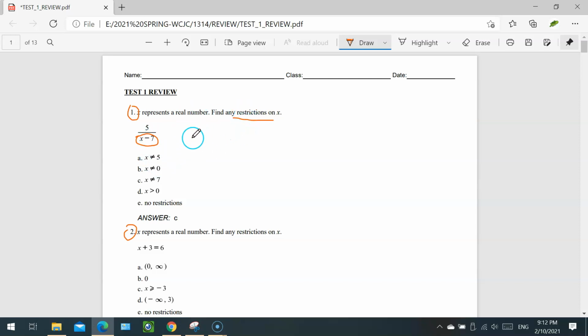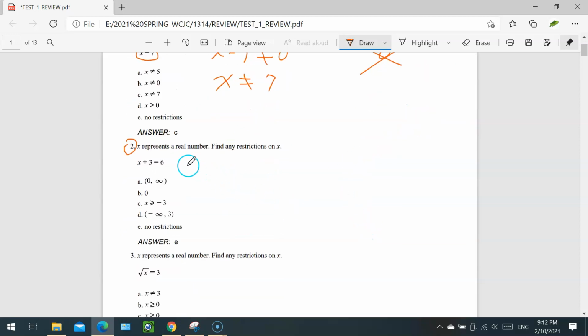So to get the restriction point, you simply set the denominator not equal to 0. That's the idea. Then from here you solve for x. x cannot equal 7. That would be the restriction point. Because when x equals 7, your bottom part will turn to 0. 5 over 0 is undefined. Nobody knows what that is. So we want to avoid the 0.